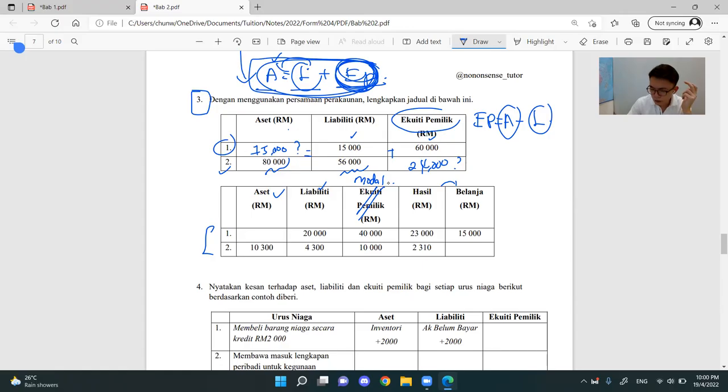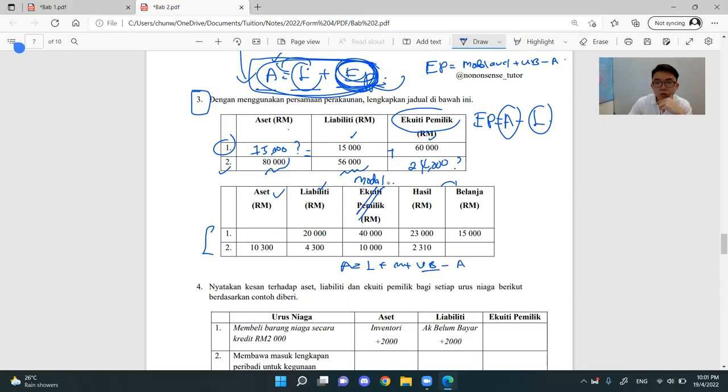So from the equity per million, I remember that equity per million equals to modal awal plus untung bersih tolak ambilan. Correct. So you put it in. So your asset equals to liability plus modal plus untung bersih tolak your ambilan.